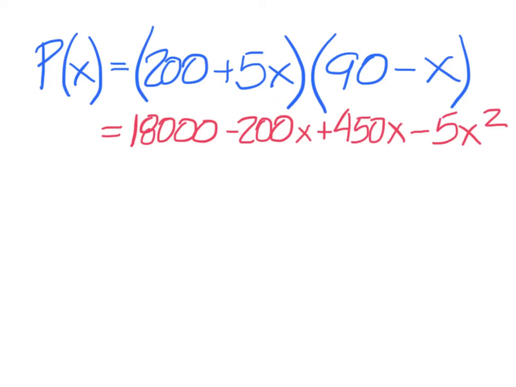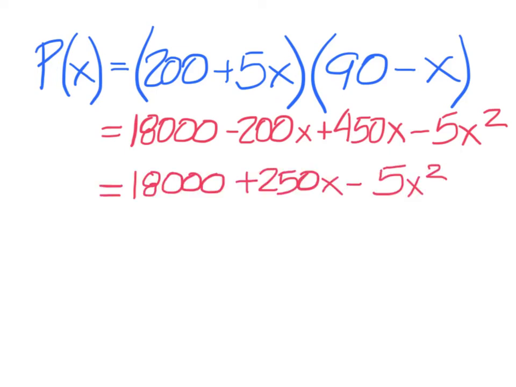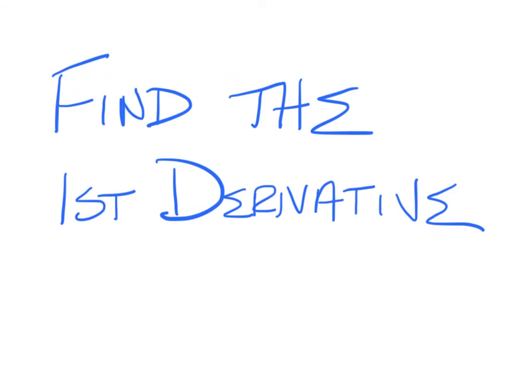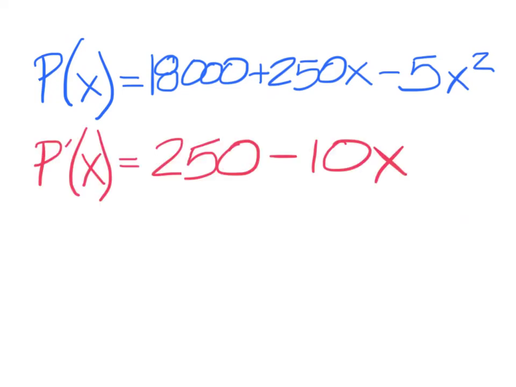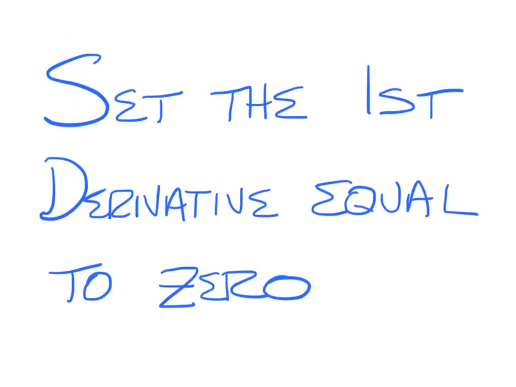And now find the first derivative. 18,000 plus 250x minus 5x squared. The first derivative is 250 minus 10x. And set that equal to 0. So 250 minus 10x is the first derivative. Set it equal to 0. Move the 250 over. Divide by -10. And come up with 25.